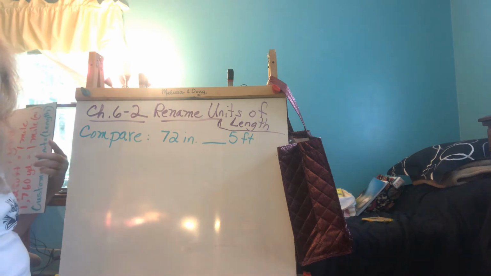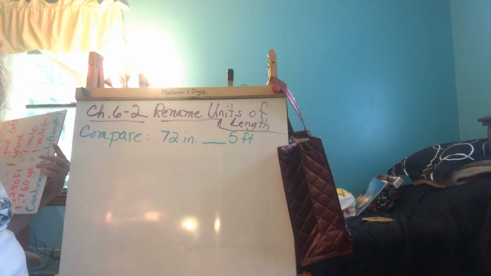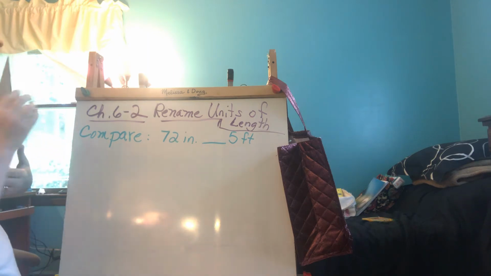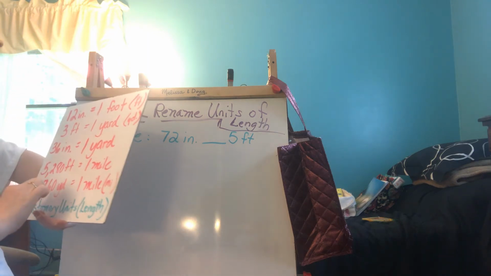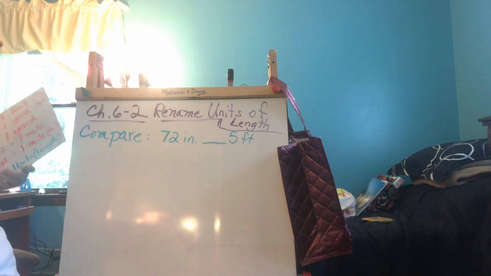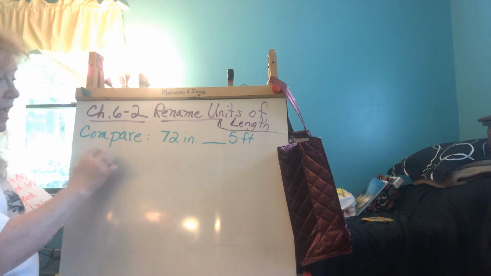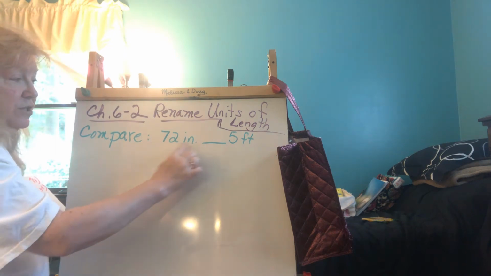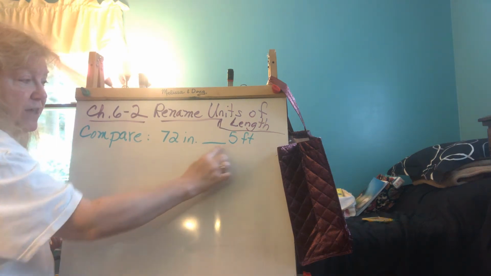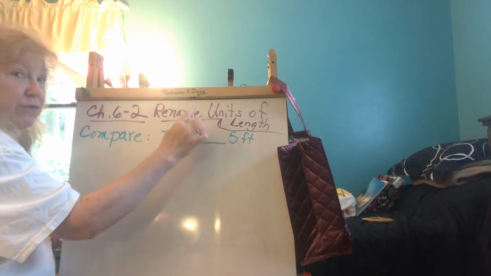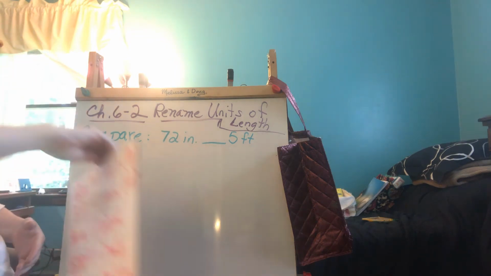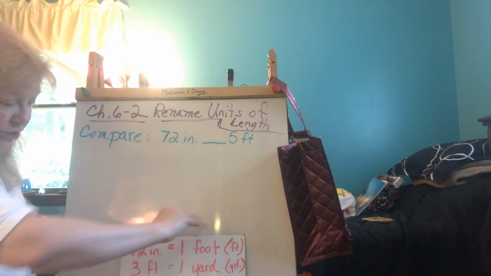Okay, I'm assuming if you're back now, that means you've done all the instructions that I gave you in the beginning in your notebook. Skip a line between your last thing, 1,760 yards equals 1 mile. Skip a line and write this. Compare 72 inches to 5 feet. We're going to put here either a greater than, less than, or equal to symbol. Okay, so I'm going to put my little cheat sheet here.